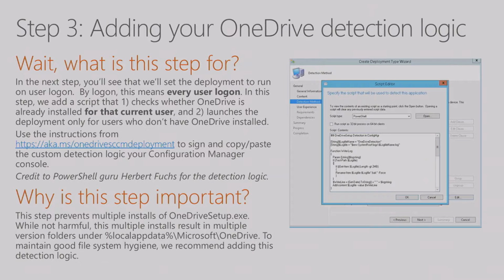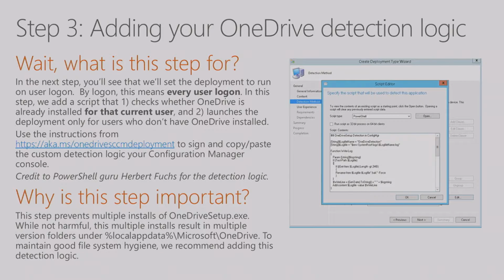All right, so these last two steps are where things start to get really interesting, adding your OneDrive detection logic. And if you're curious about what this step is for, in the next step, you'll see that we're going to set this deployment type to run on user logon. And by logon, we actually mean every user logon. That means that if I sign in again, this deployment is going to try to run again. So we're going to create a simple script here that first checks if OneDrive is already installed for the current user and only launches the install if OneDrive isn't already installed.